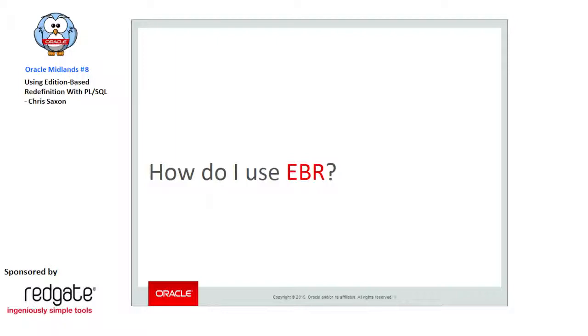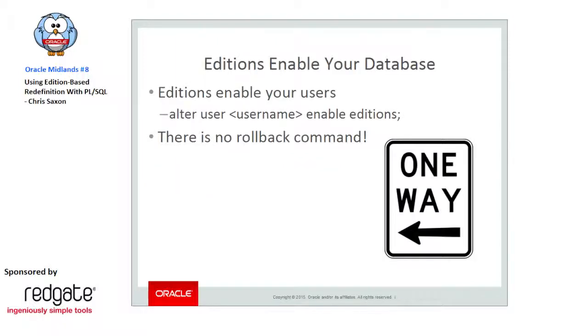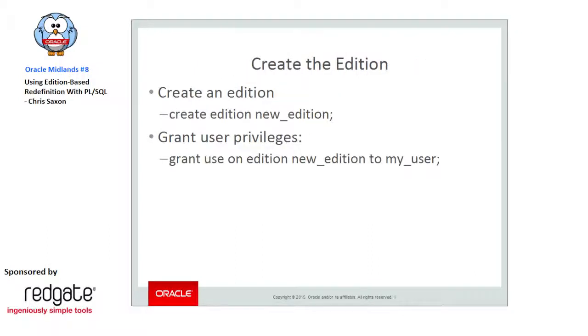So how do I use it? There we go. So the first step you need to take is to edition enable your database. And that means you need to enable the users with this alter user command. Now this is a really key point. You cannot roll this command back. There is no alter user disable editions or roll back or revert. If you do this and change your mind, you have to drop your user and recreate it if it's got no data, or restore it from backup. I'm going to come back to this a bit later because there might be some headaches that this causes for you.